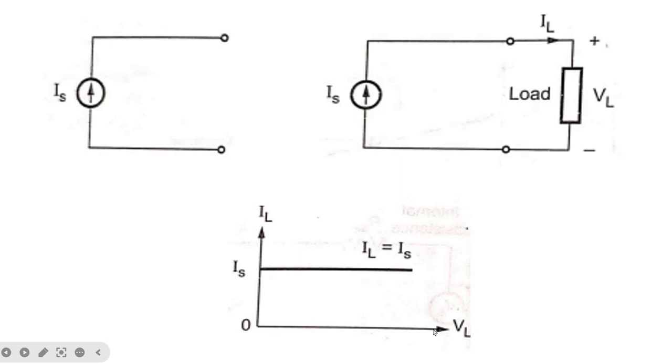Even if you decrease the voltage or increase the voltage, the current drawn across this current source will be the same, it will be constant. So practically it doesn't happen. So you must have a resistance here. For this you will be seeing the practical current source.